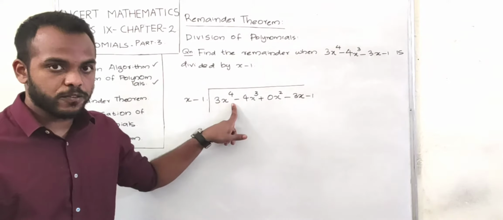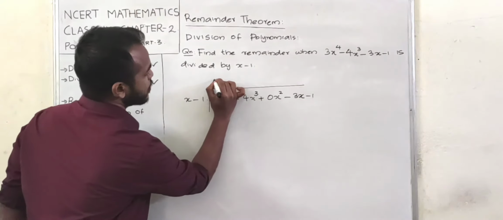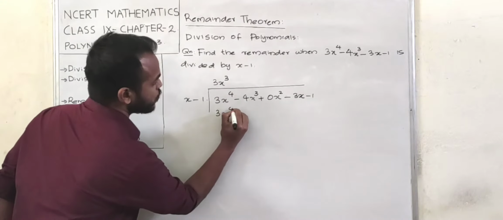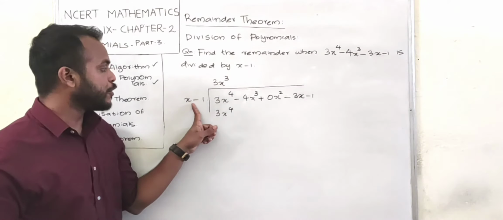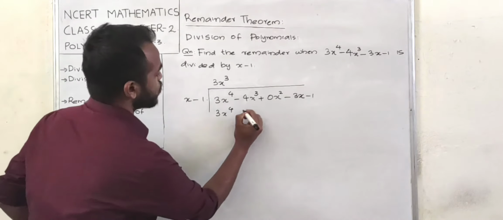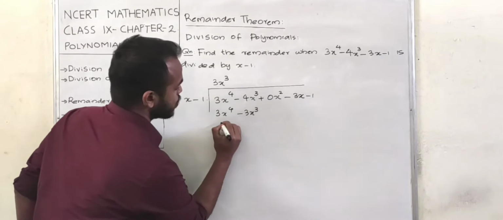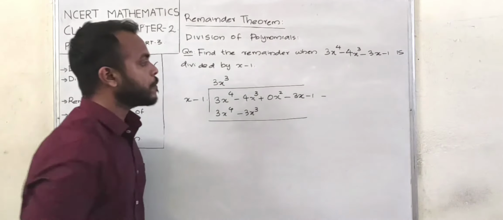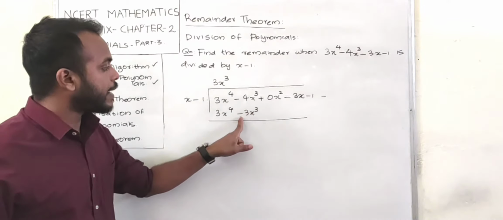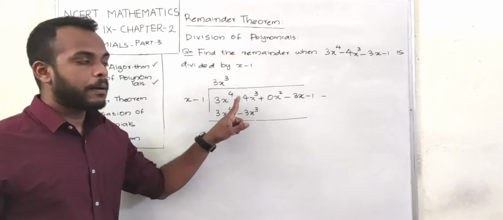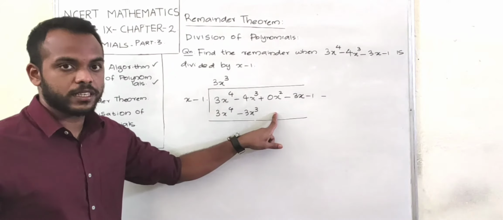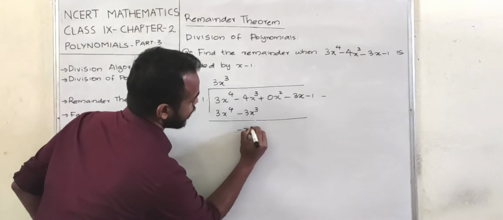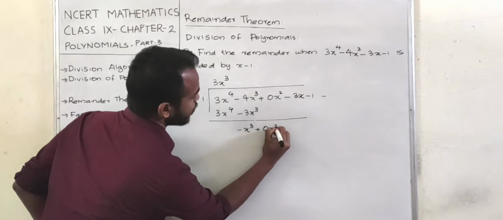First step, 3x raised to 4 divided by x. What is that? 3x cube. 3x cube into x is 3x raised to 4. Then 3x cube into minus 1 is minus 3x cube. Now subtraction, this is the subtraction symbol. Minus 4x cube minus minus 3x cube turns out to be minus 4x cube plus 3x cube. So it is minus x cube plus 0x square.